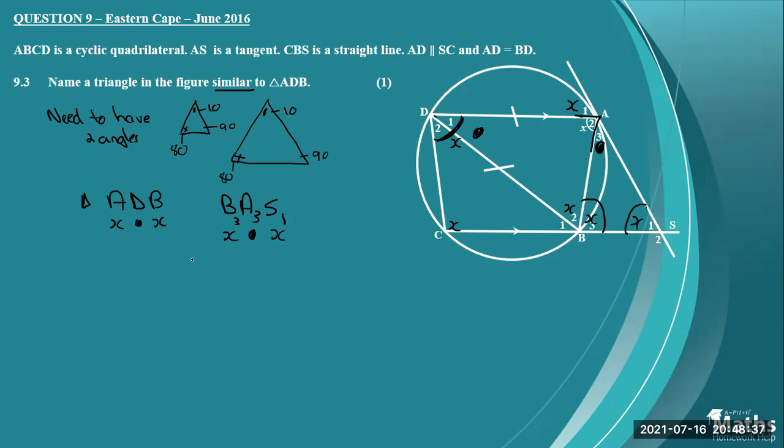But you can't just write it like that, right? Well, it's one mark, so you don't have to prove it. So we can just say, name a triangle. So triangle BAS will be similar to triangle ADB.